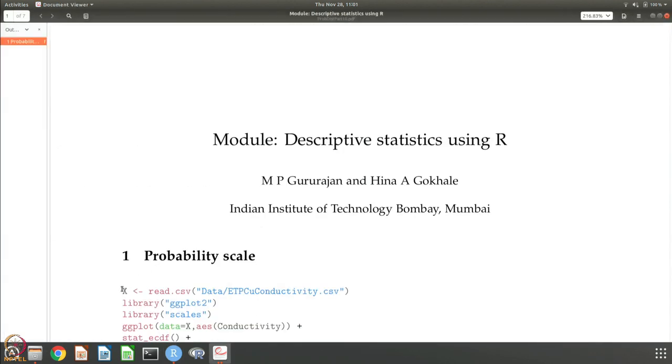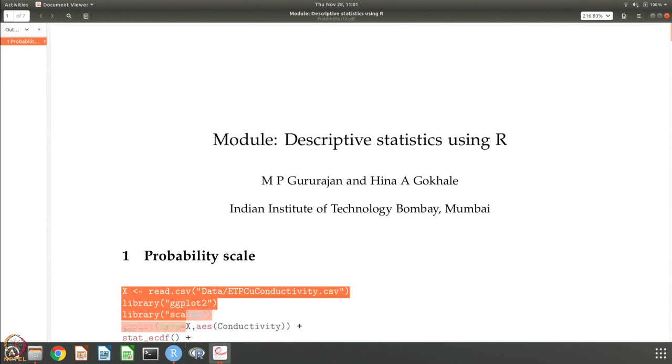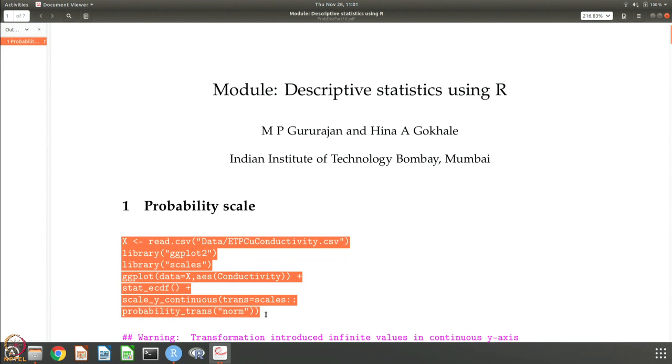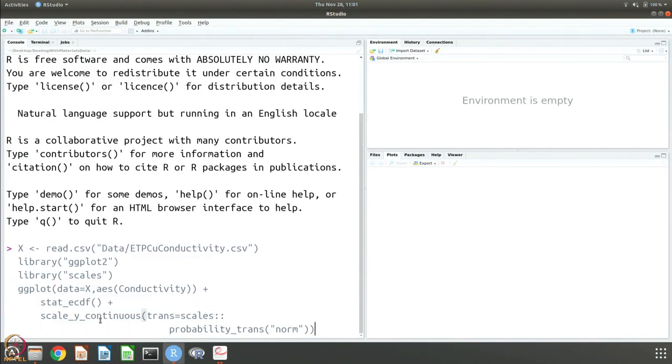So, let us first start with the probability scale problem. This is something that I am just repeating, as we have done this in the past. We read the ETP copper conductivity data. We invoke the libraries ggplot and scales, and we say that the conductivity data has to be plotted, and it is the empirical cumulative distribution function that we plot.